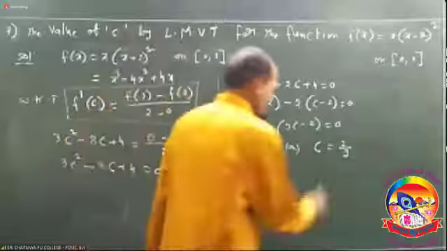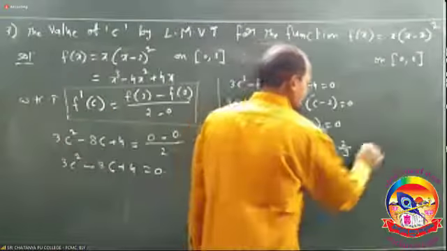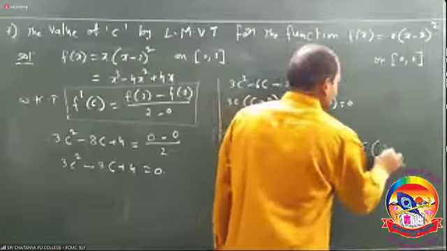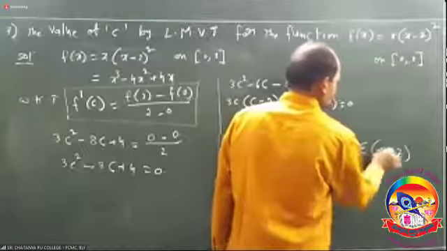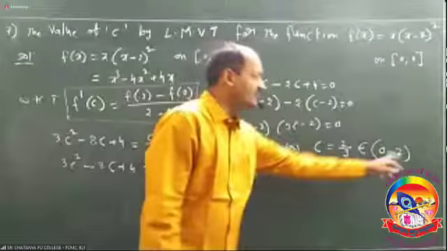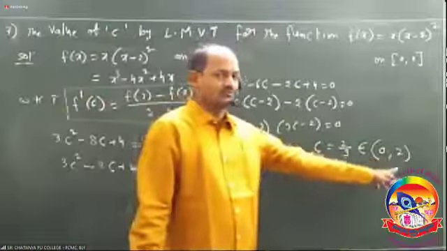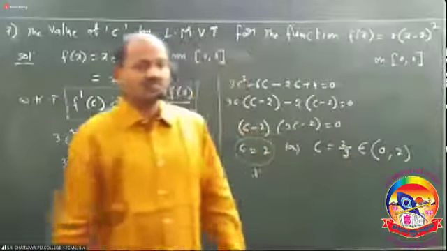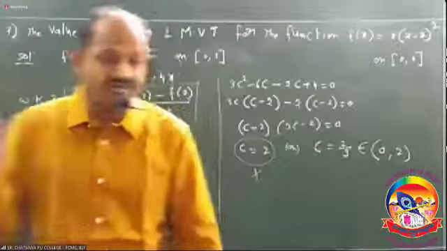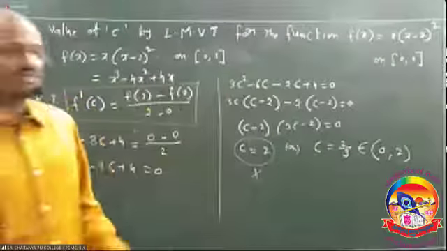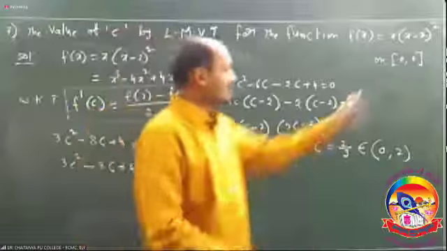So clearly, the c value 2 by 3 belongs to 0 to 2. It is in between 0 to 2, the open interval. Okay, no? The other value is equal to 2, but the condition is that at least one point c belongs to (a, b). That is the condition, so the c value must be in between the given interval.